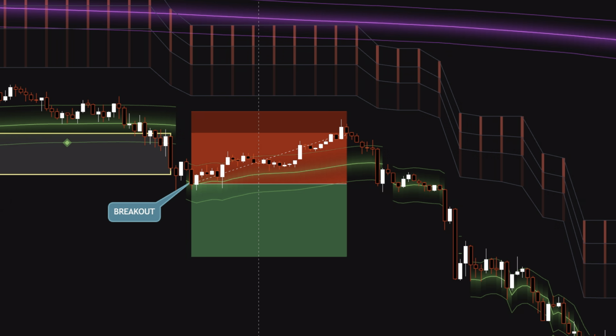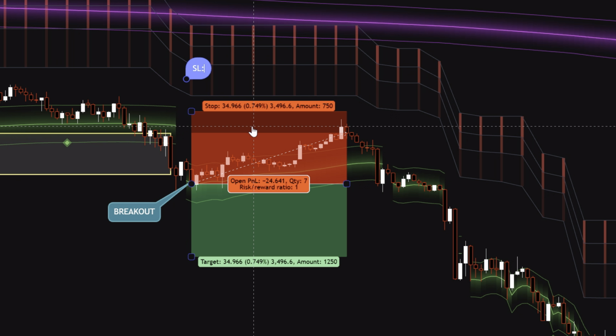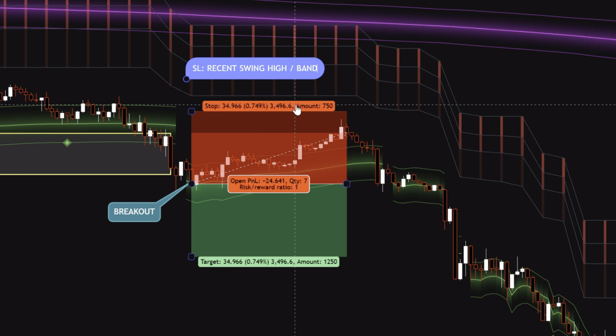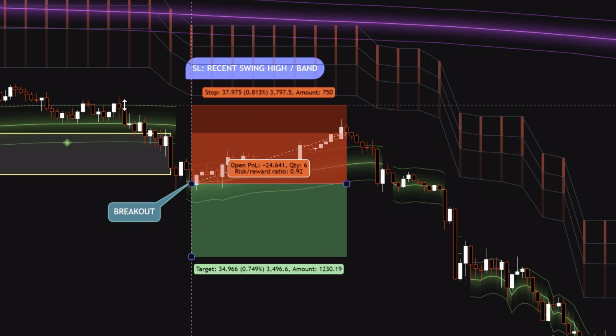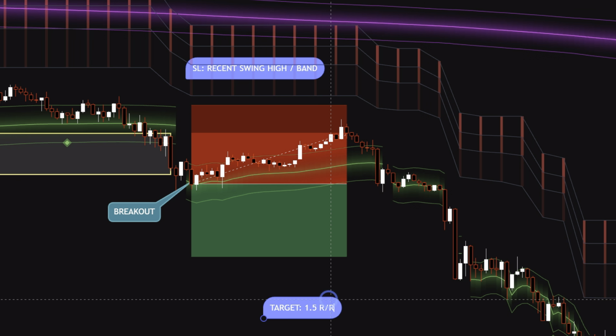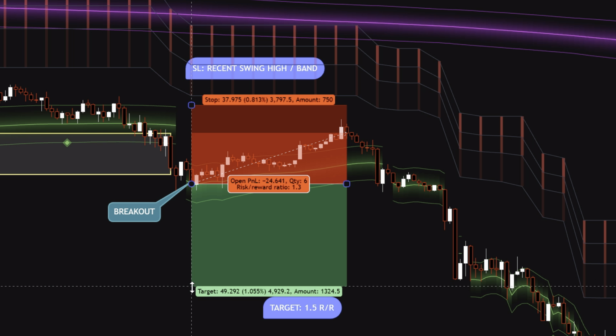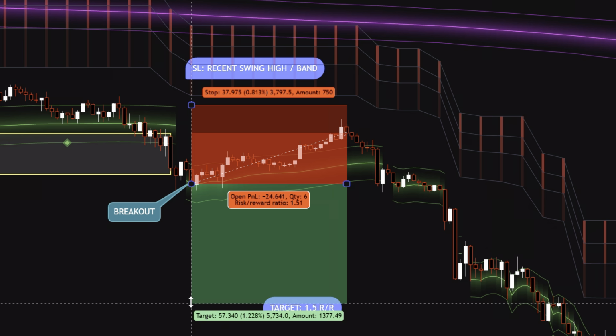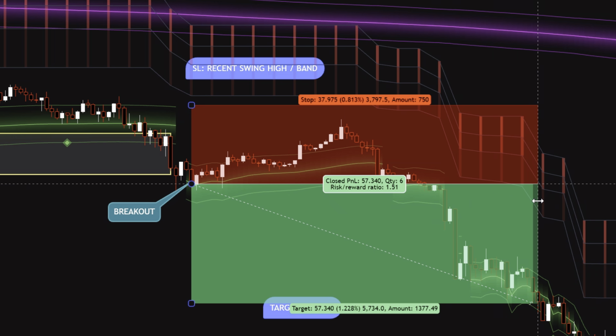Entry is taken after the break. Risk is defined immediately. A stop loss is placed above the most recent swing high or the nearest band level, not as a preference but as the structural invalidation point of the idea. Take profit is set to 1.5 R. No exception, no adjustment, no prediction layered on top. Just controlled risk with defined expectation. And when you watch it unfold on the chart, it doesn't look dramatic. It looks almost routine. Break, continuation, follow through.